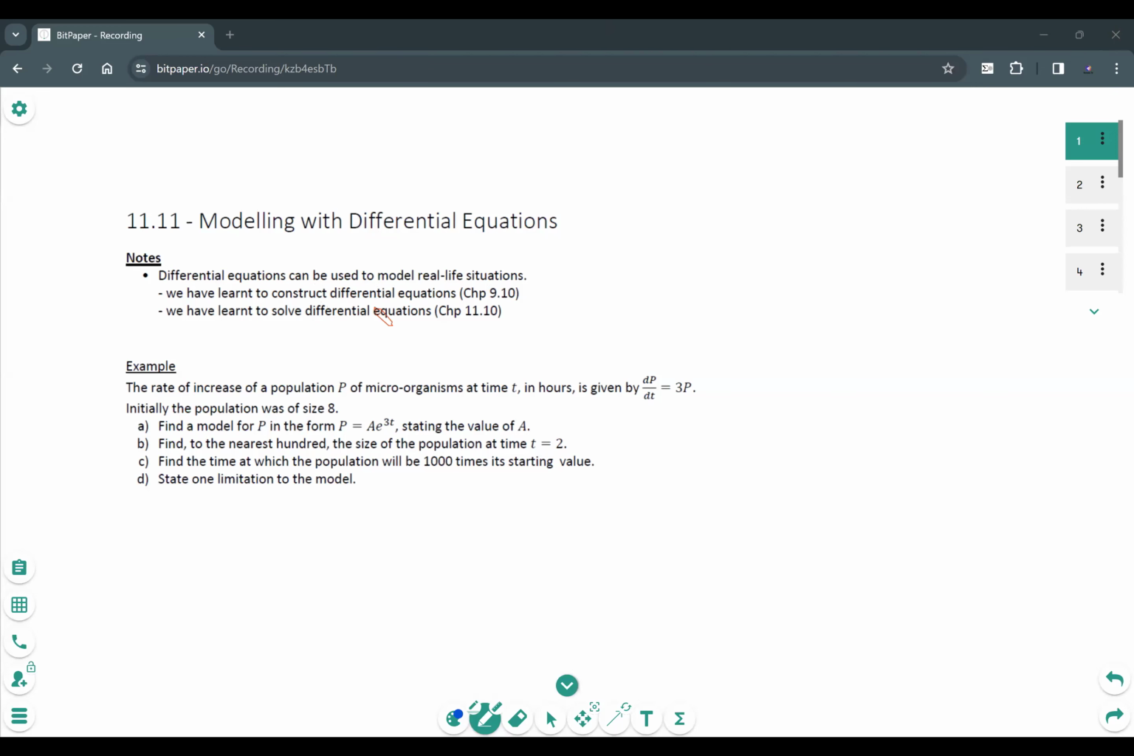You've learned how to construct them, which is chapter 9.10. Remember the stuff where you talk about find the rate of something, and then proportional or something. You have to construct a dP by dt equals kP, that kind of stuff. Yep, so you've learned how to construct them, and then you've also learned how to solve them from last lesson using separation of variables.